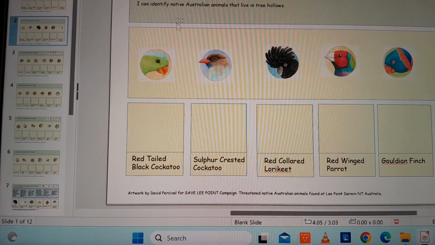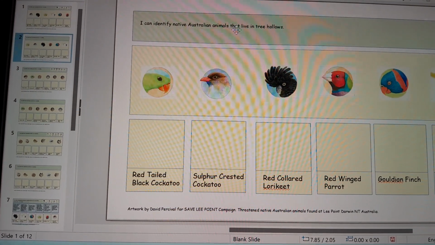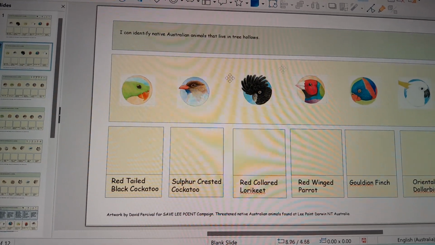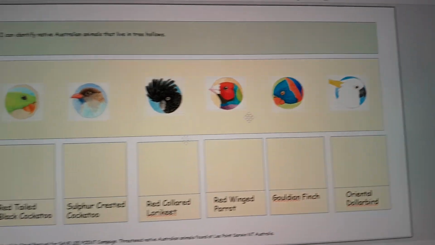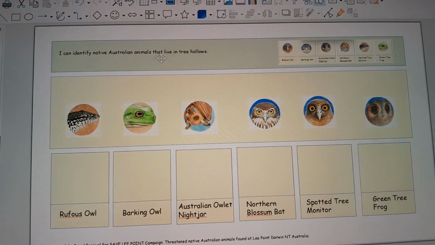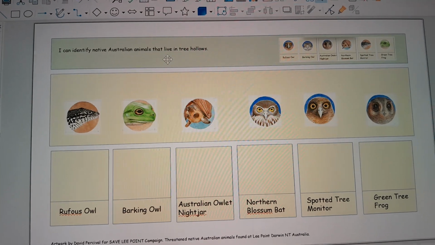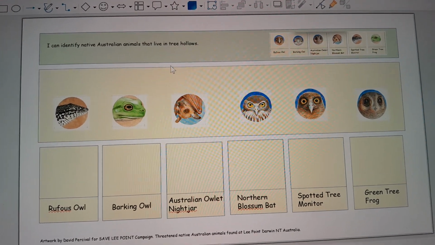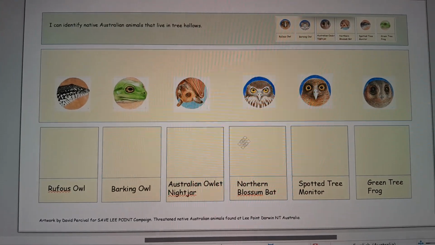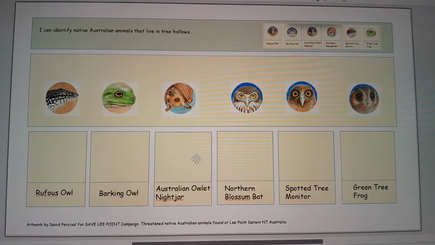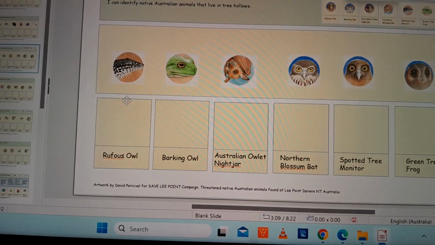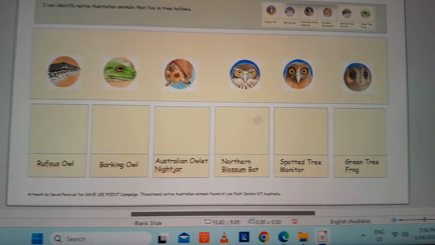Now the next slide, I can identify native Australian animals that live in tree hollows. Same thing, but this time without any help. This is the same objective, different animals. So keeping it the same so that it's easier to understand, yeah? So you know the instructions already, so you're just learning different names of animals.